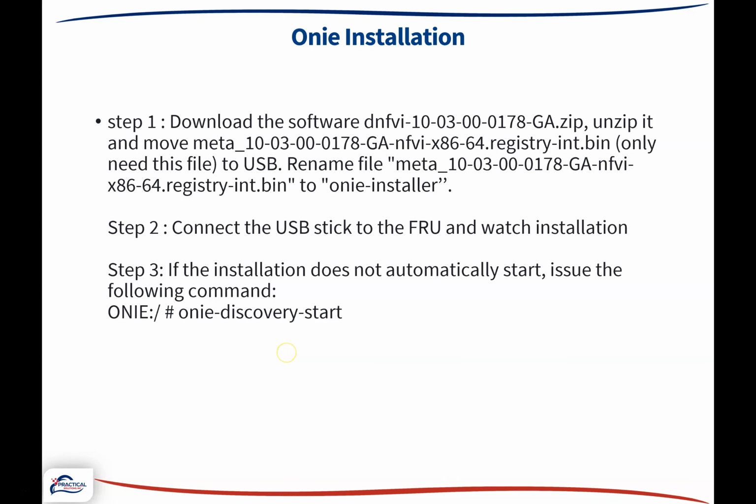ONIE installation. So in order to get into the virtual portion of the switch, you would have to install ONIE. Step one, you would have to download the software DNFVI, unzip it and move it, and rename it from its original name to ONIE installer. After that, you connect the USB stick to your 3906 virtual switch, and it should automatically begin the installation.